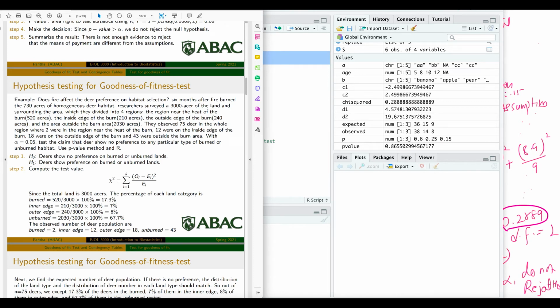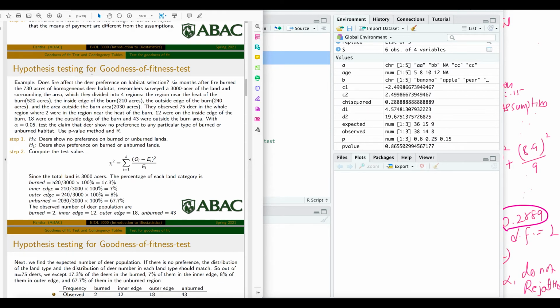Okay, let us look at this example. Hypothesis testing for a goodness of fit test here: does fire affect deer preference in habitat selection? Six months after fire burned 730 acres of homogeneous deer habitat, researchers surveyed 3,000 acres of land surrounding the area, which they divided into 4 regions. That means there are 4 categories. The region near the heat of the burn, 520 acres. The inside edge of the burn, 210 acres. The outside edge of the burn, 240 acres, and the area outside the burn, 30 acres.